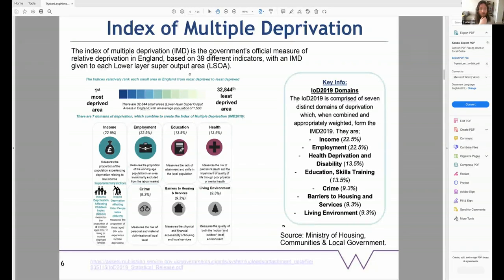In the UK, we have this measure that Alison already talked about called the Index of Multiple Deprivation, which is the government's official measure of relative deprivation in England. It's based on a range of indicators, including income, employment, education, health, crime, and living environment, and these are collected at a really local scale. So it gives us a picture of deprivation in terms of areas called lower layer super output areas, which are areas of England divided into populations of about 1,500 people.